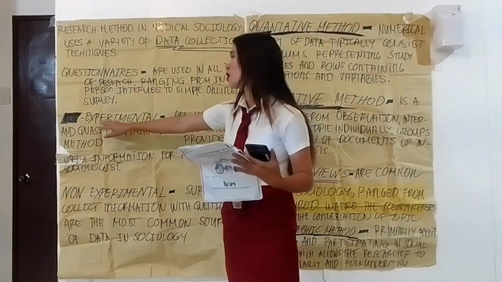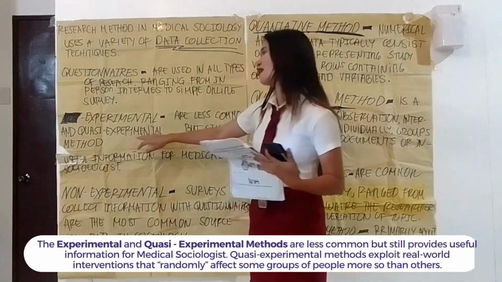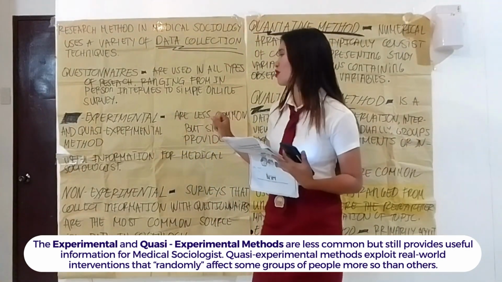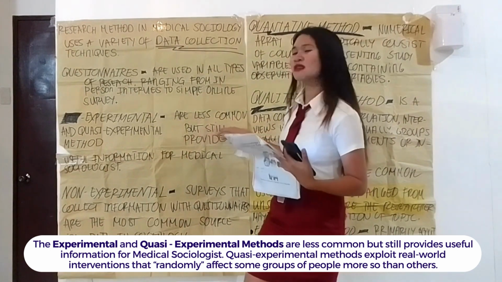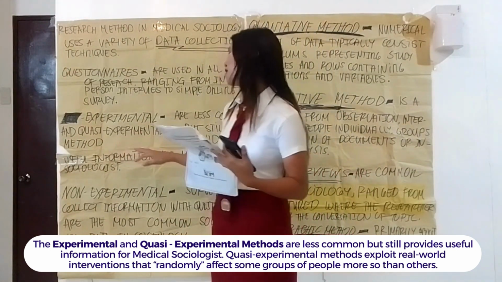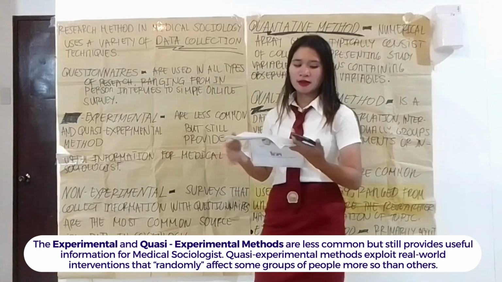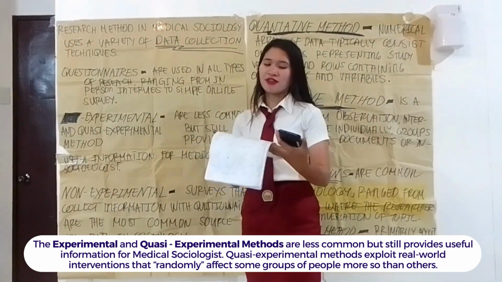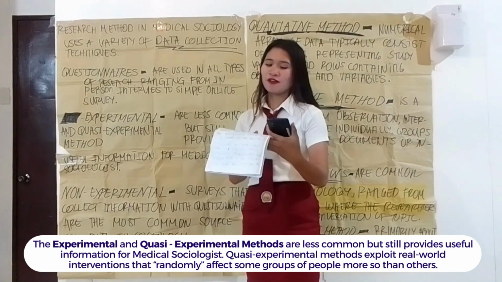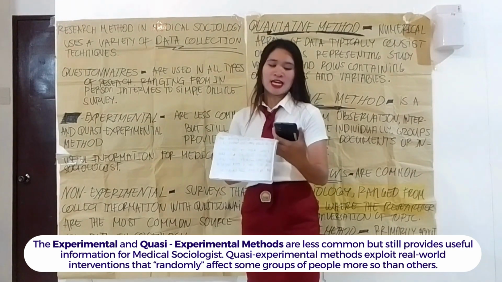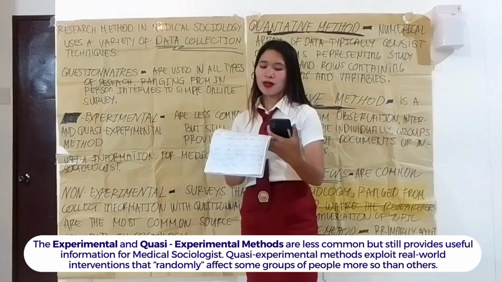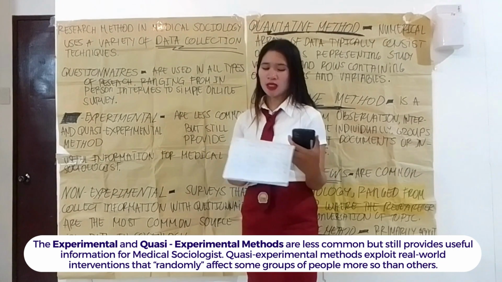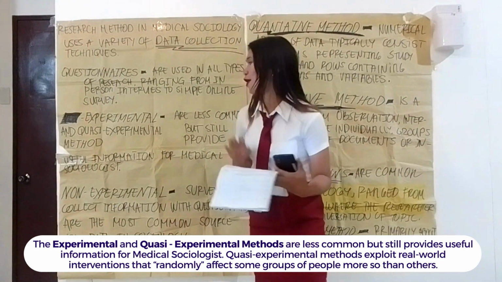Let's proceed to experimental and quasi-experimental methods. What are experimental and quasi-experimental methods? They are less common but still provide useful information for medical sociologists. The experimental method has been used to good effect. For instance, it exploits real-world innovations that randomly affect some groups of people more than others.